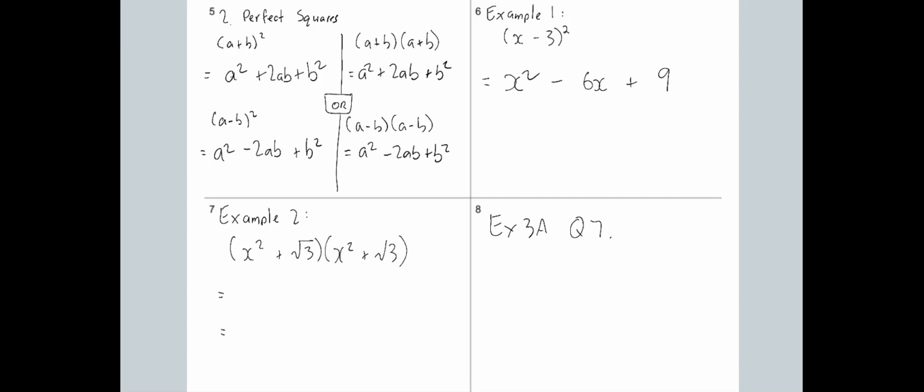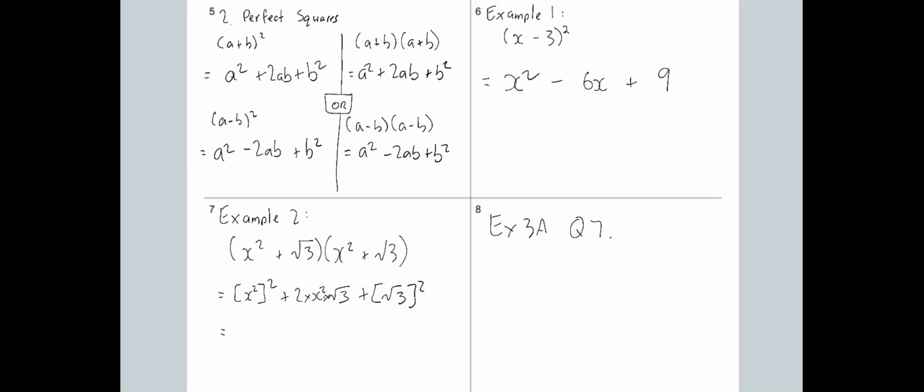Good mathematicians recognize patterns in a precise way. So I'm going to do it in a couple of steps. We've got the first term squared. We've got the second term squared. And we've got twice the product in the middle. And it's a plus. Okay? Twice the product in the middle: 2 times first term times second term.